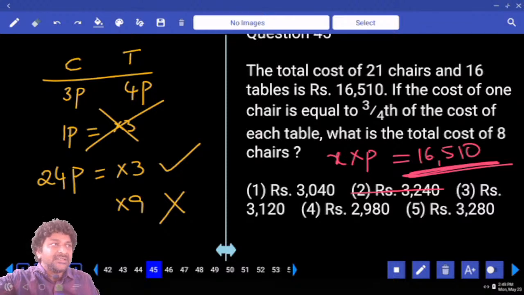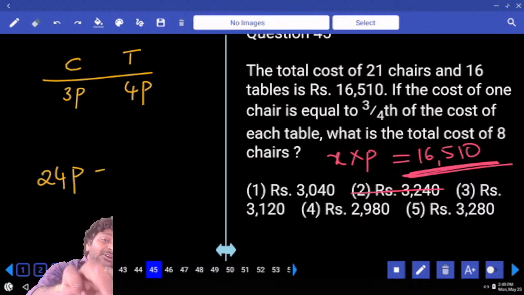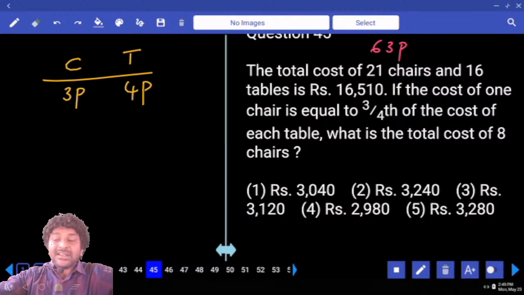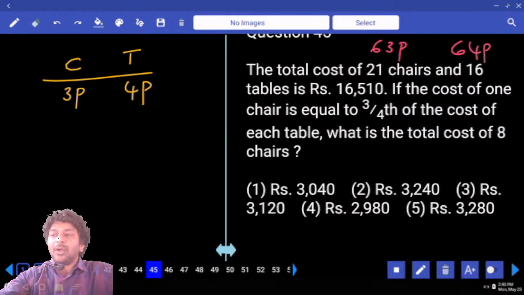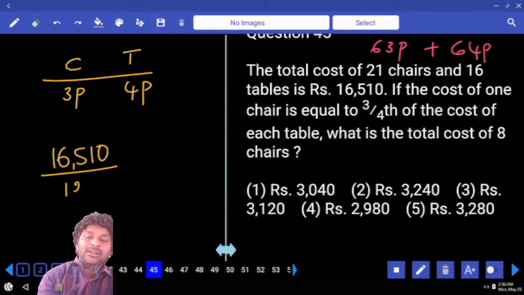Understood? Yes. Now if you want to calculate, let's see. You know that one chair value is equal to 3 parts. Now here, how many chairs are there? That means 63 parts. And 16 tables are there. One table price is 4 parts. 16 tables, 64 parts, correct? Now, how much is the sum of these two? 127. So 16,510 is equal to 127 parts. And now we want to calculate 24 parts.